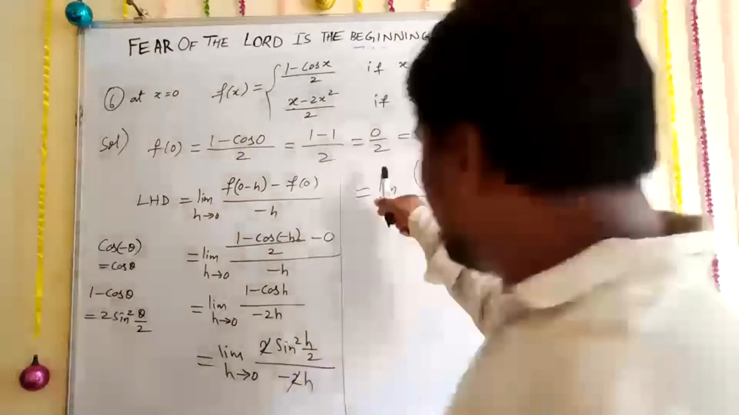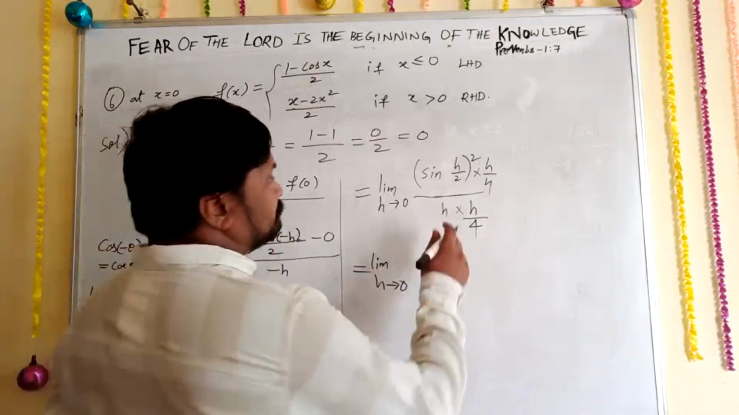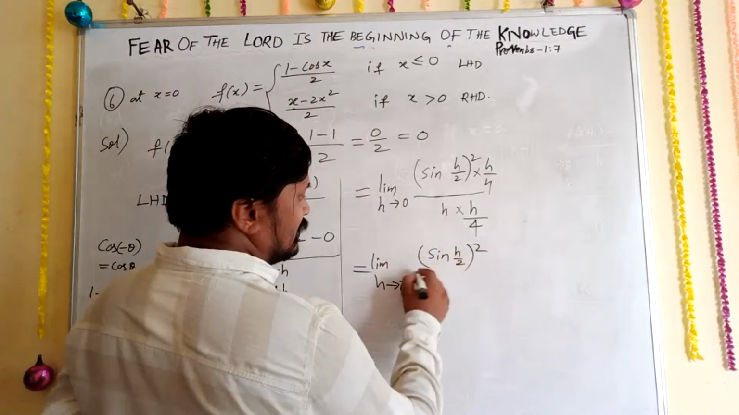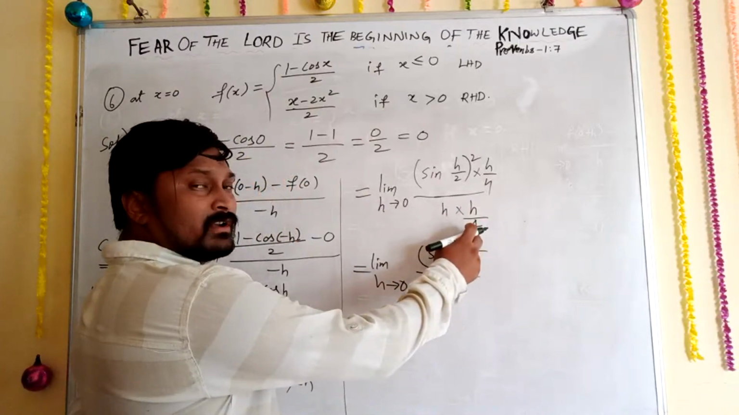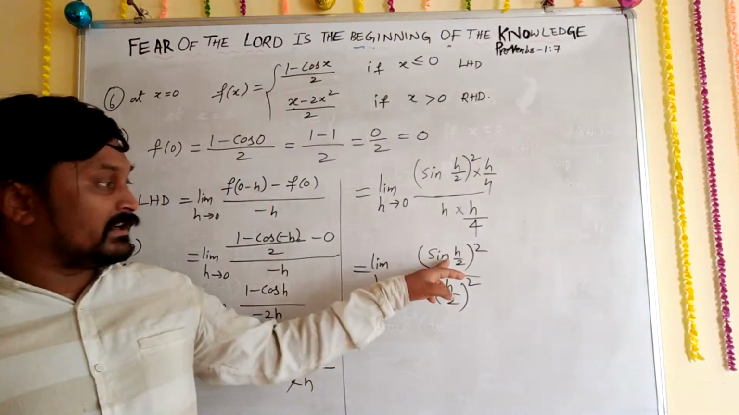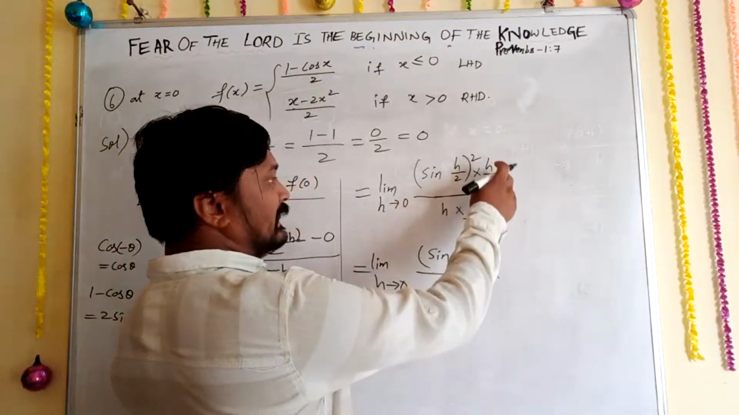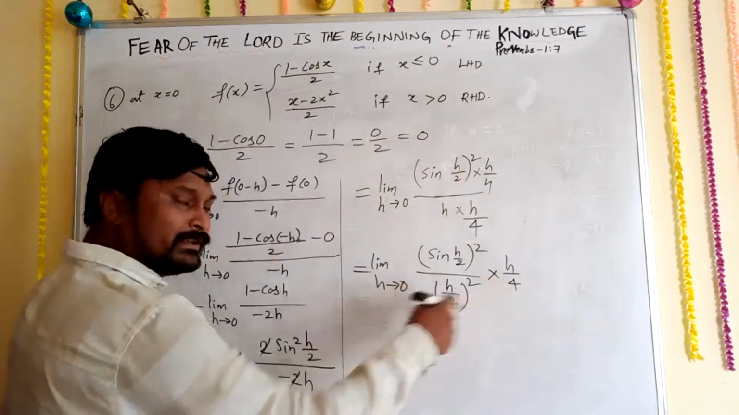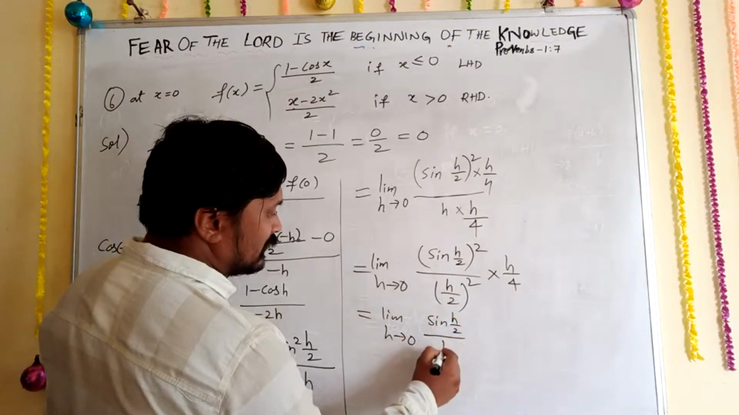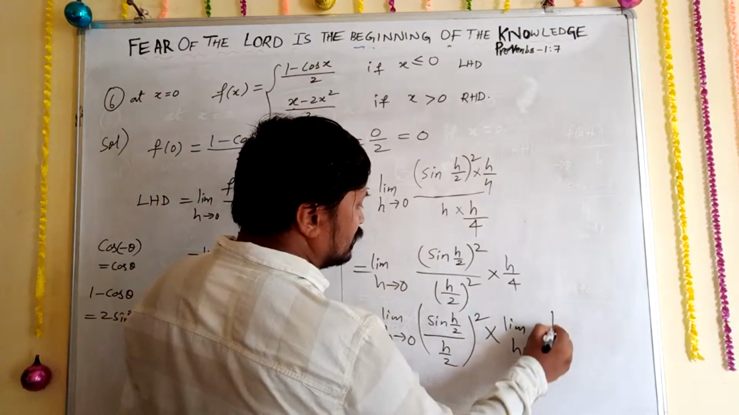So now the numerator is multiplied with h upon 4 and the denominator is also multiplied with h upon 4. So here limit h tends to 0, now h into h square. Now we can write this as sine h upon 2 whole square upon h into h square. 4 we can write as 2 square, so we can write h upon 2 whole square. Then you are going to get sine h upon 2 upon h upon 2, into what is left here, h upon 4. Now give the limit to both: limit h tends to 0 of sine h upon 2 upon h upon 2 whole square, into limit h tends to 0 of h upon 4.